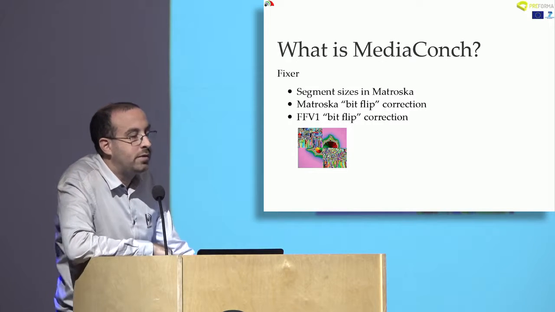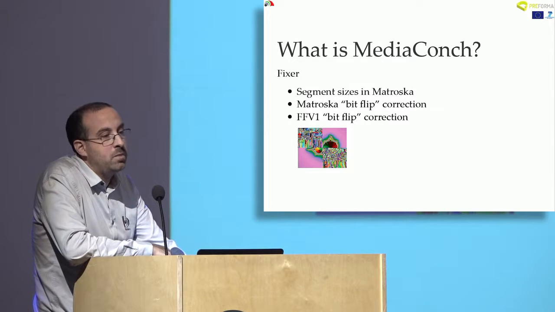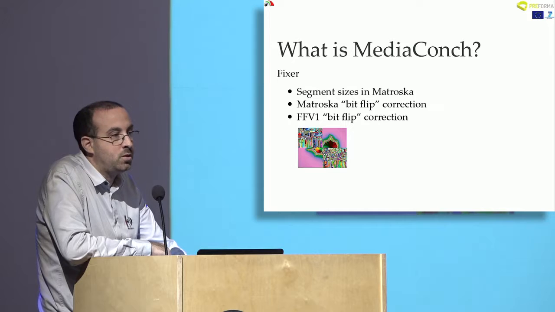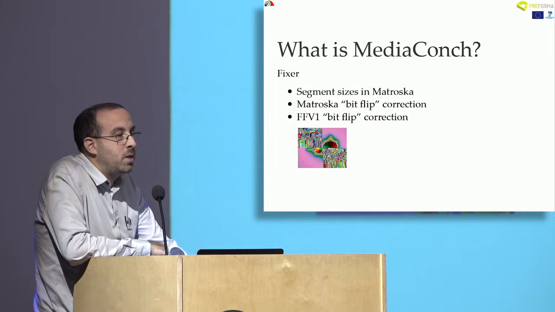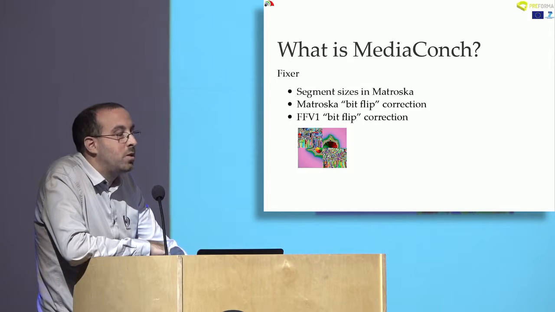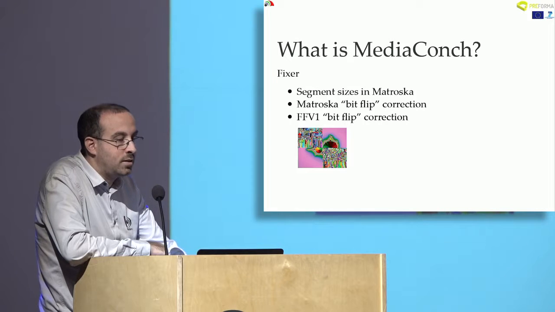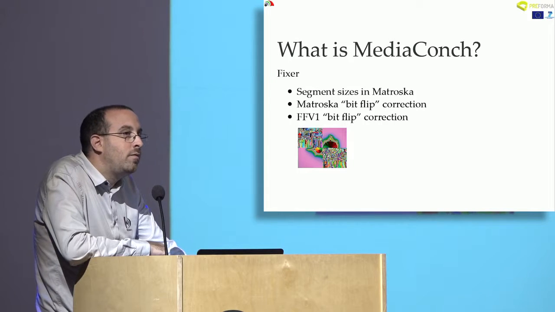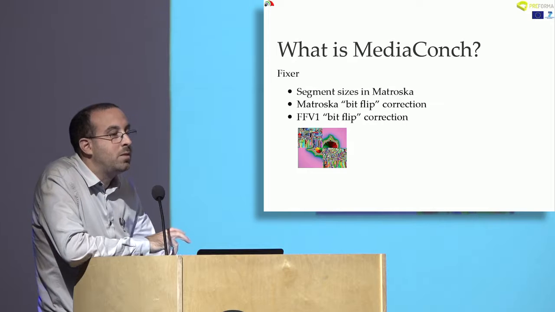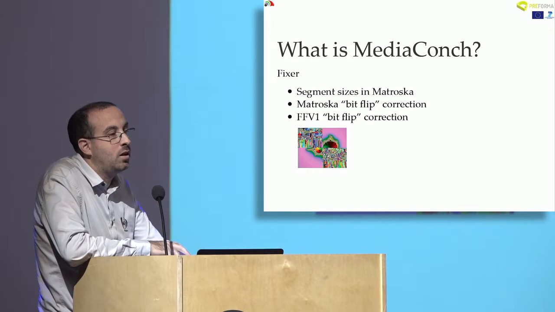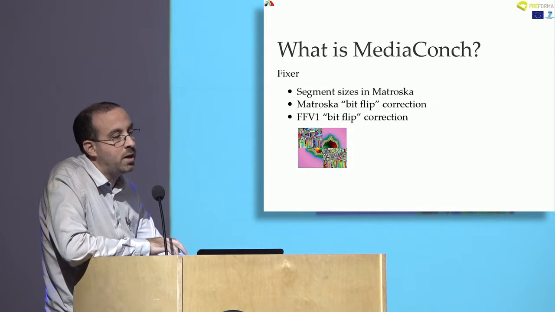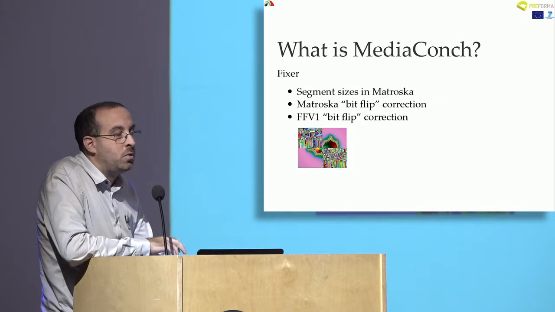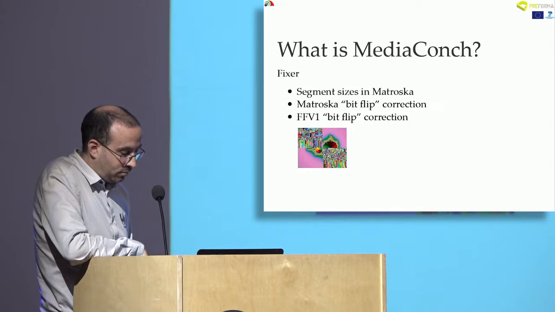We have also a fixer. Sometimes your file may be corrupt due to some storage issue. And in Matroska, and in FFV1 too, we have a CRC check, and when there is some one bit or one byte issue, we can fix and correct the byte in order to retrieve the original file.